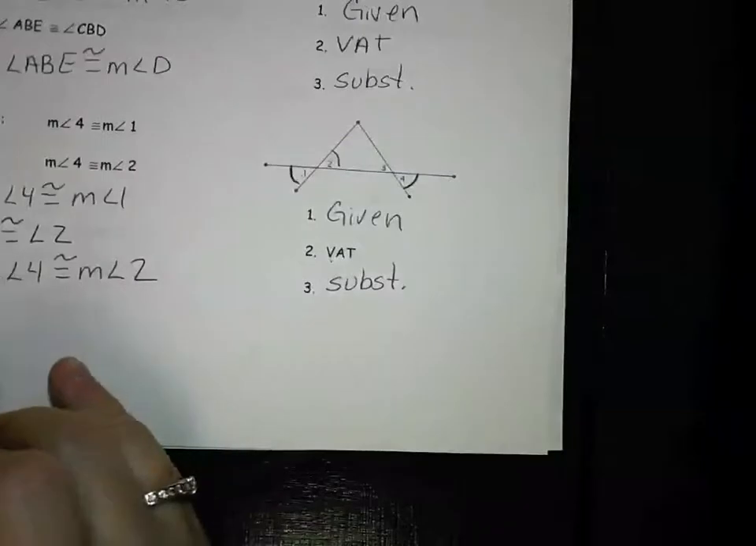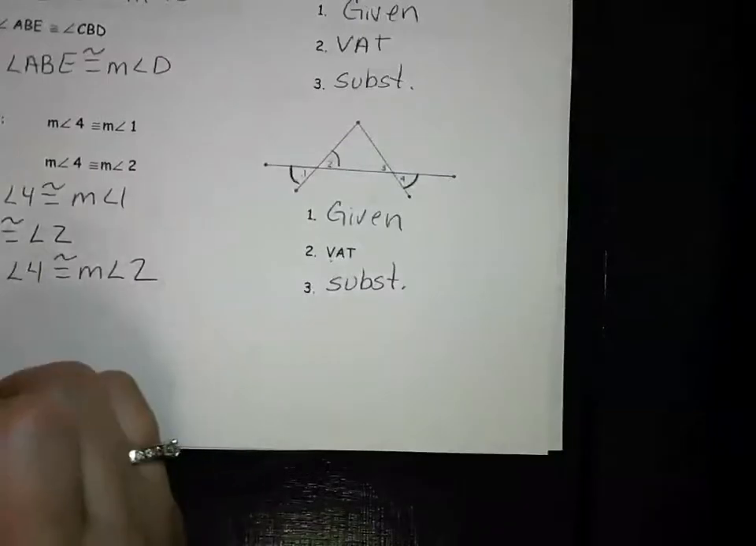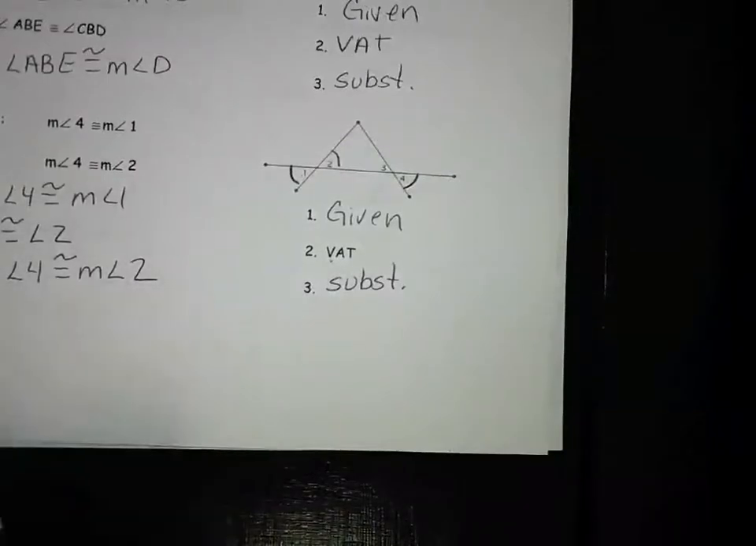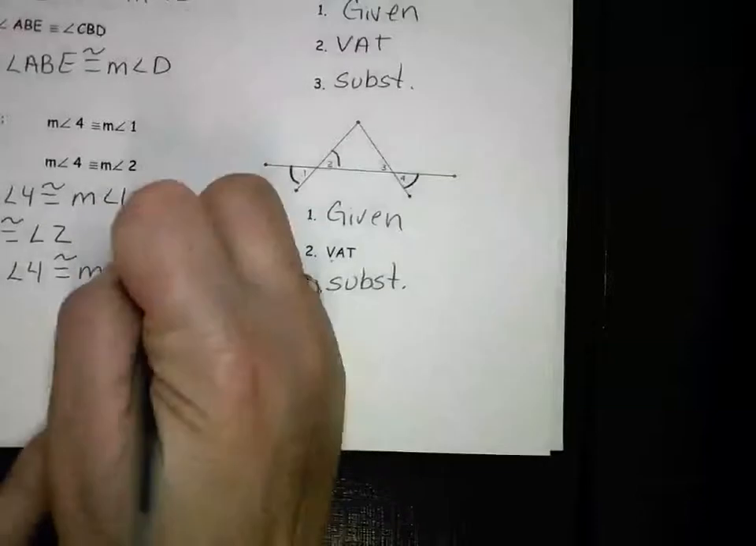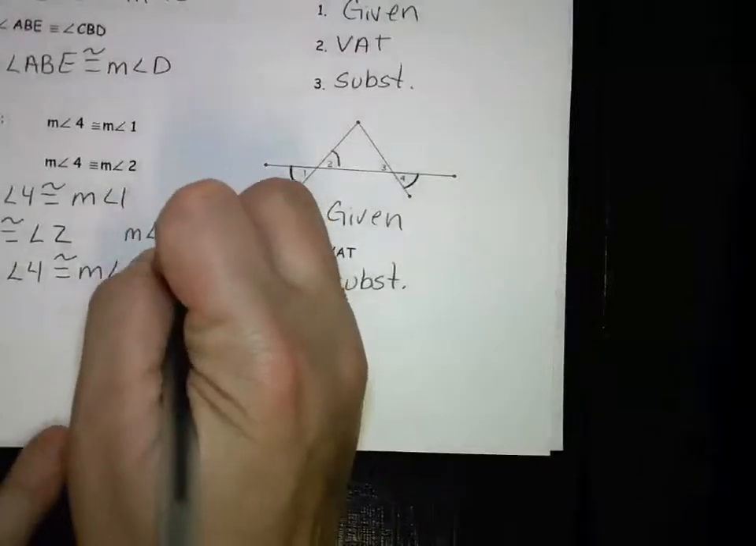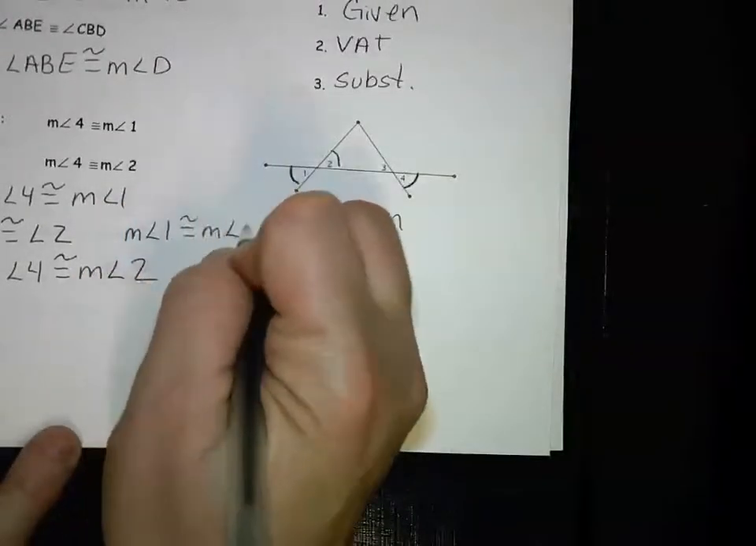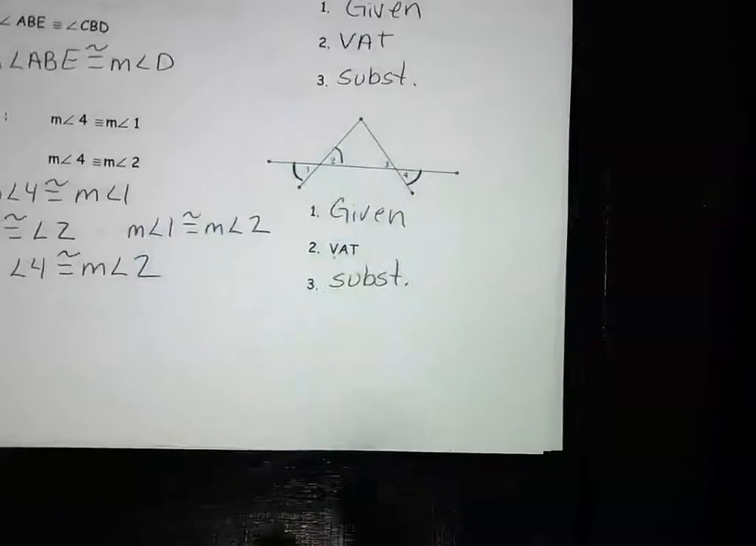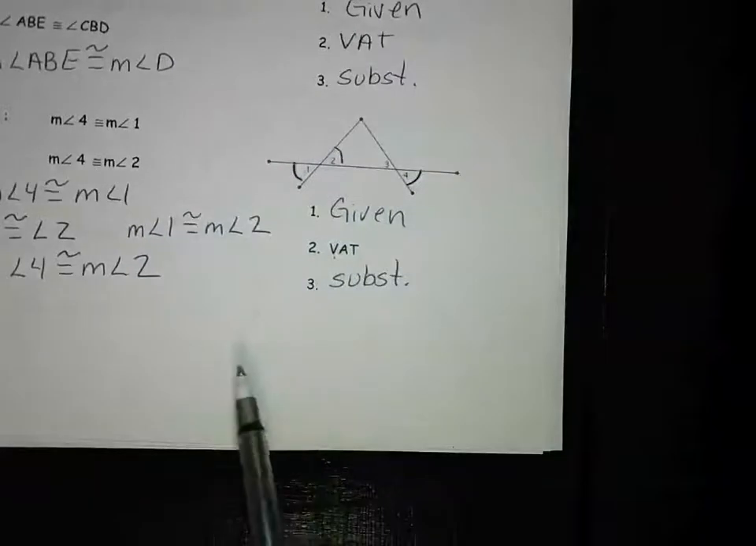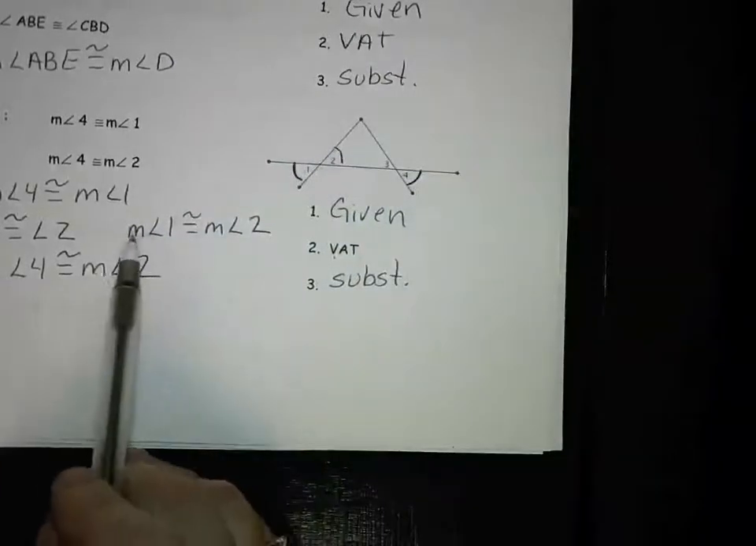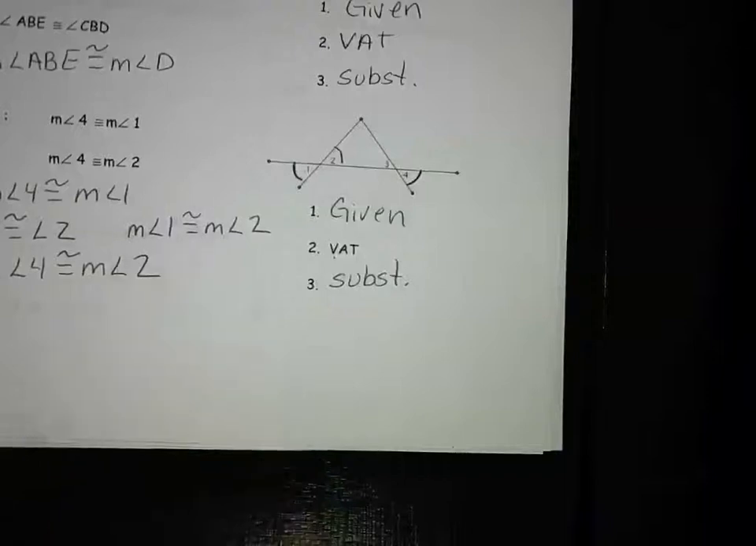And sometimes you'll notice in step 2, I just wrote angle 1 is congruent to angle 2. Measure of angle 1 is congruent to the measure of angle 2. Very, very similar. If you don't know the angle measure, a lot of times you put this little measure thing in front of it.